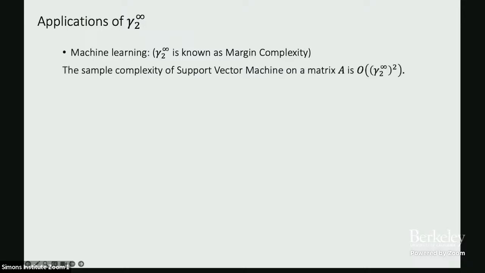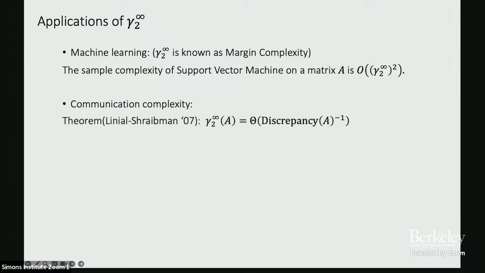However, if I guarantee you that this gamma 2 infinity of your concept class, or the matrix you define, is bounded, then there is this simple algorithm called support vector machines whose sample complexity is only squared over the gamma 2 infinity norm, regardless of the dimension. Even if it's infinite dimensional, it doesn't matter. So a good part of learning theory is about obtaining good bounds for gamma 2 infinity norms of different problems.